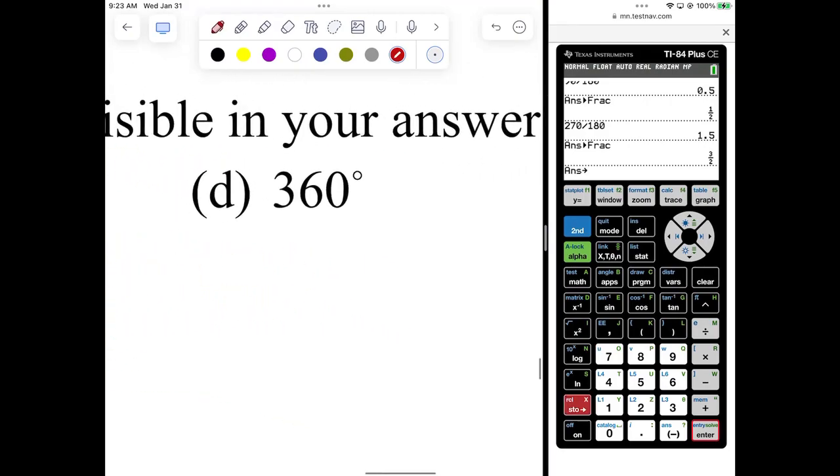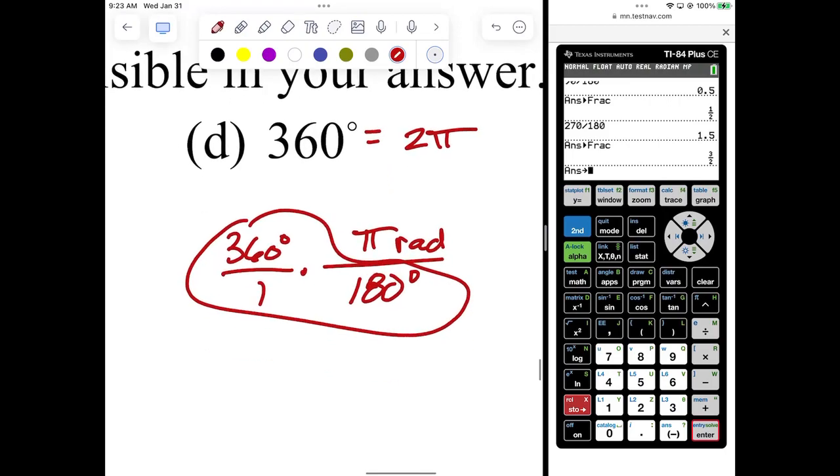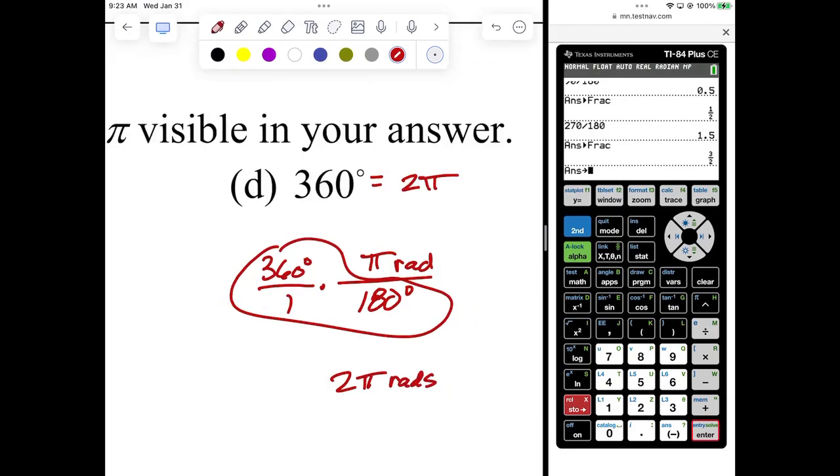All right, and then 360, of course, is what? 2 pi. And if we verify, we get 360 over 1 times degrees dividing out, rads appearing. It's pi over 180. We don't need a calculator for this because what's 360 divided by 180? 2, and we get 2 pi or 2 pi rads.